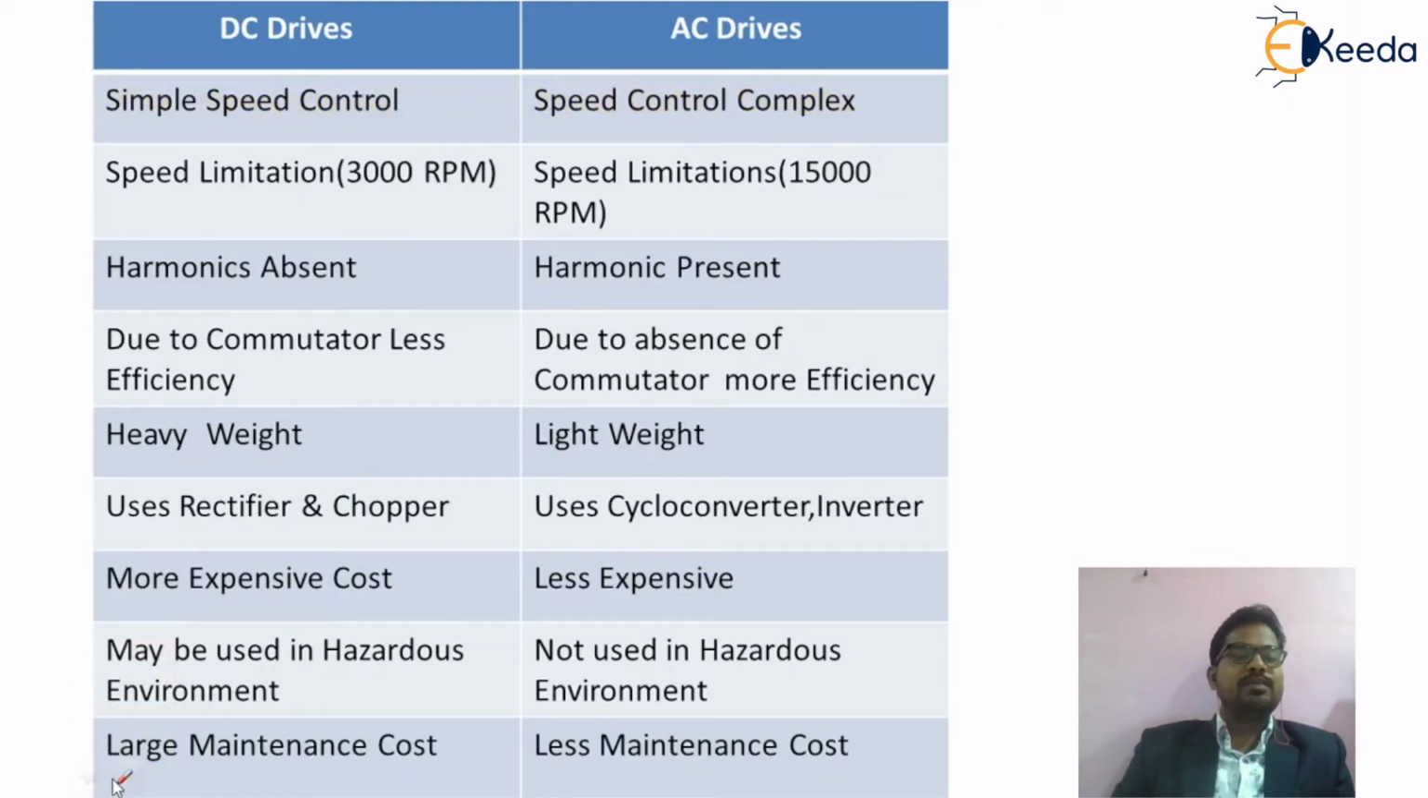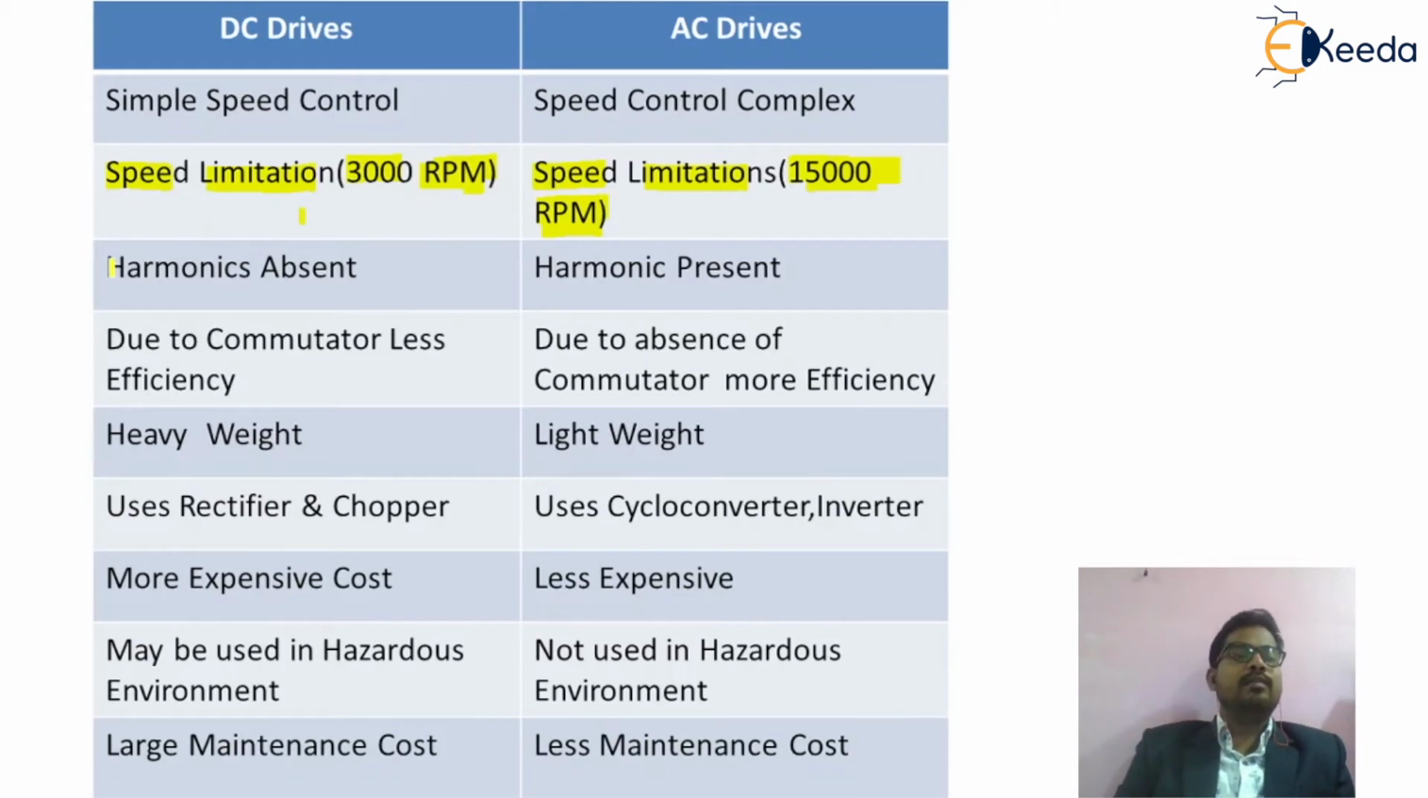Then the next parameter for the choice of electrical drive is speed limitation. What do we mean by speed limitation? The speed limitation of the DC drive may be up to 3000 rpm, but the speed limitation of the AC drive may be 15,000 rpm. So for a particular application, we can limit the speed of the AC drive. The speed of the AC drive is higher than the speed of the DC drive. That is another point in comparing DC and AC drives.